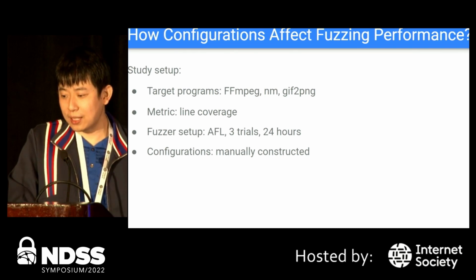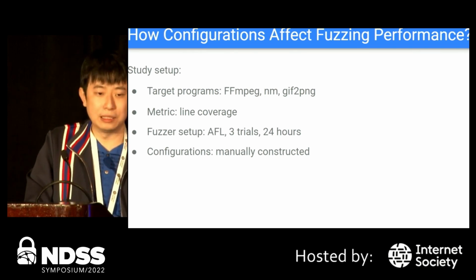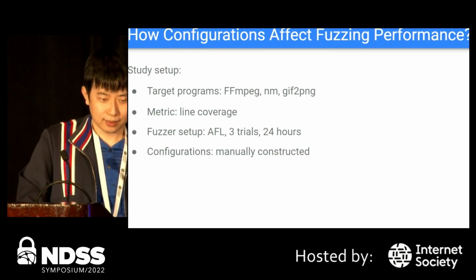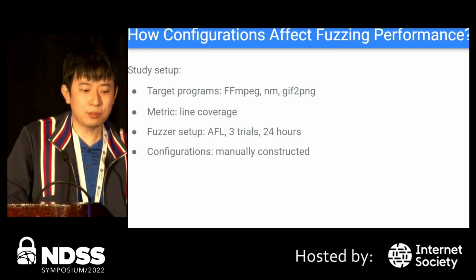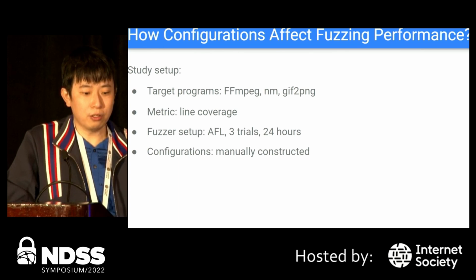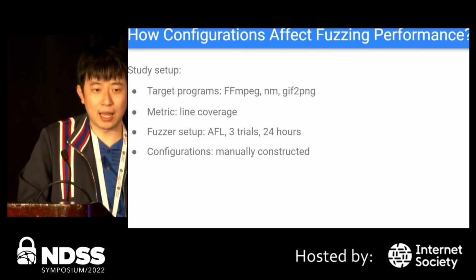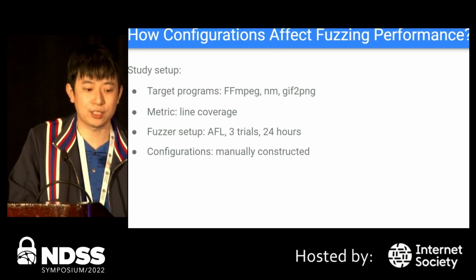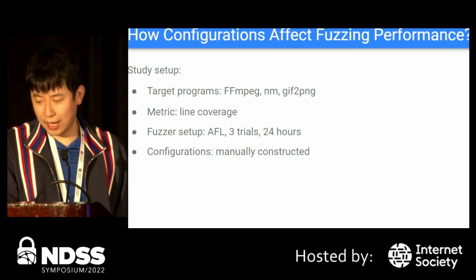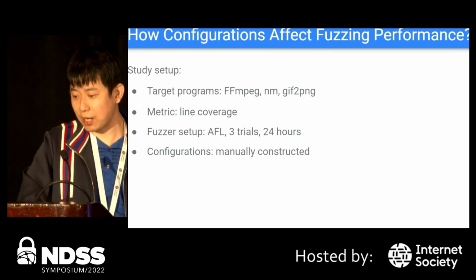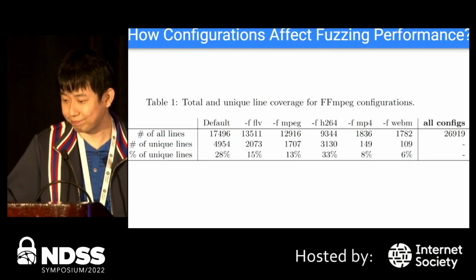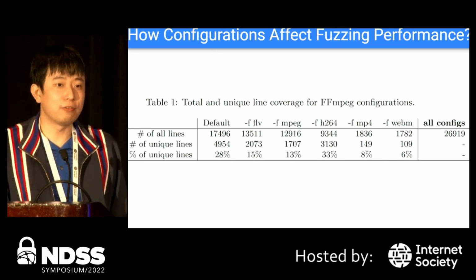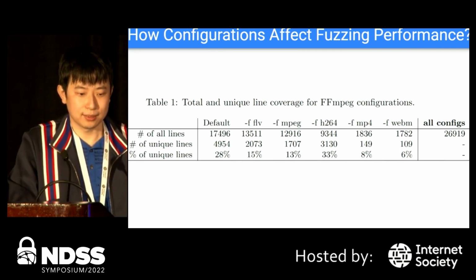In the empirical study, the question we're interested in is how configurations affect the fuzzing performance. In this experiment, we run the fuzzer on 3 target programs, and we run 3 fuzzing trials on each configuration of each program. The configuration spaces of the programs are manually constructed. We report the line coverage of the experimental result.